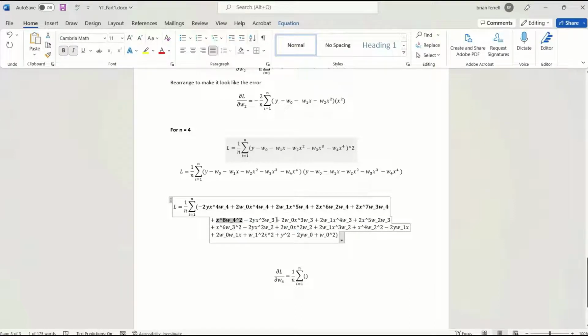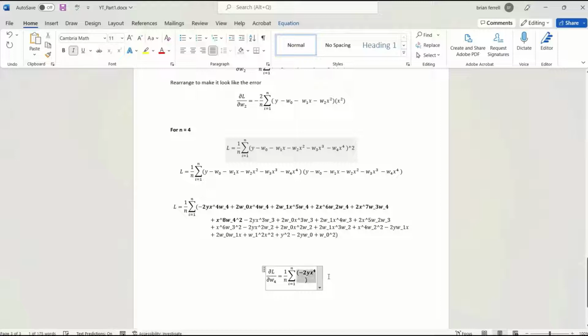Another weight 4. This one does not have one. This one does not have one. This one does not have one. And we'll keep going. Weight 2. Okay. I think I see them all, right? So now, if we just focus on this one, we'll end up getting this as our partial derivative.